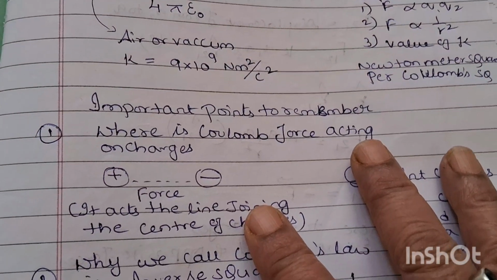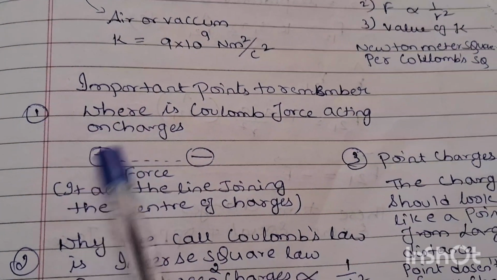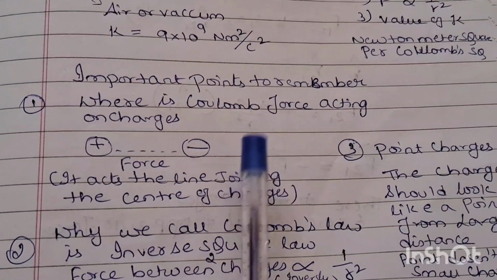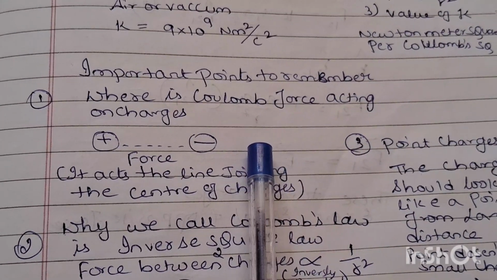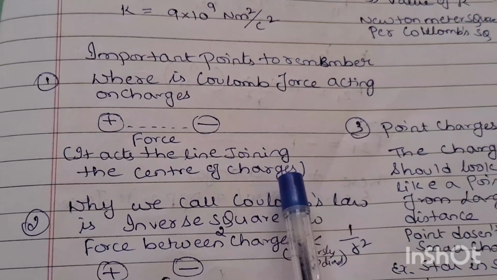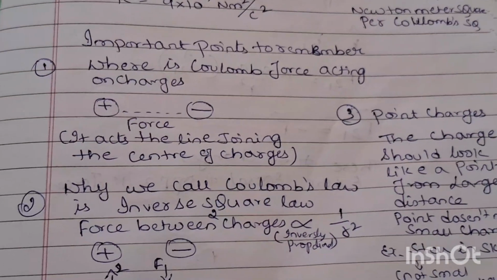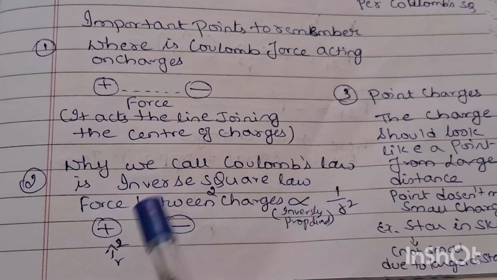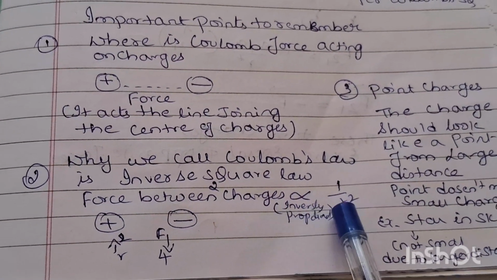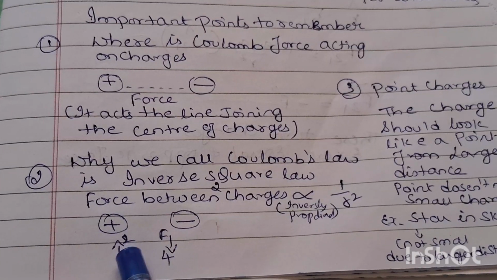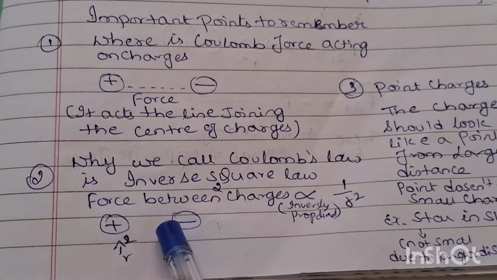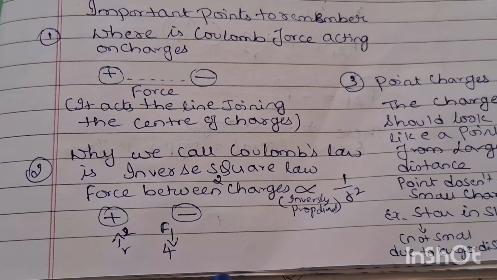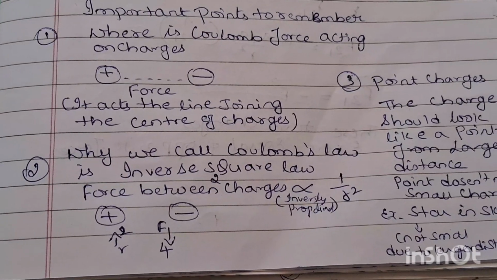Coming to the important points: the Coulomb force acts on charges, and the dotted line starts from plus and goes to negative, so these will be unlike charges. It acts along the line joining the centers of the charges. The other point is why we call it Coulomb's law, because it is an inverse square law. Force between two charges is inversely proportional: if the distance increases by 2, the force decreases by 4, and if it increases by 3, it decreases by 9. This is what inversely proportional means.